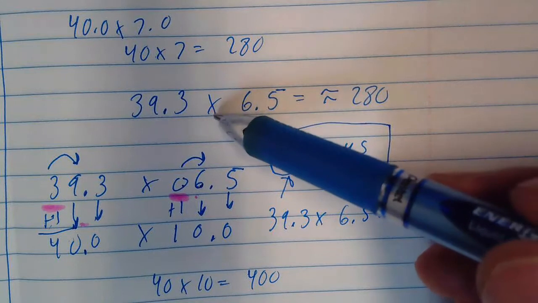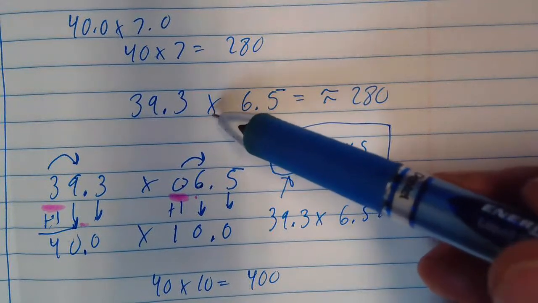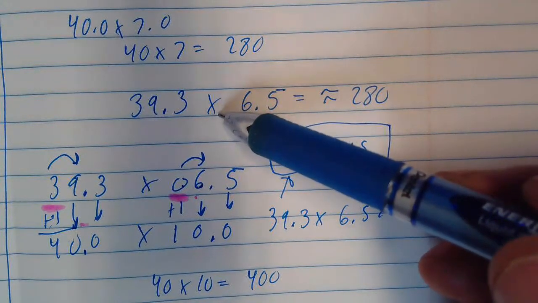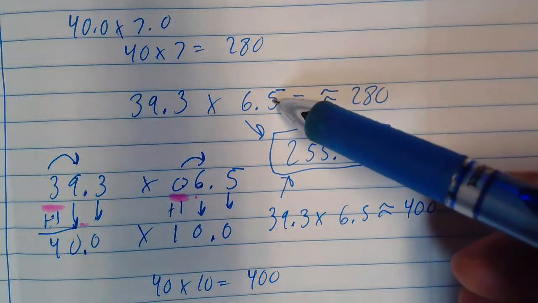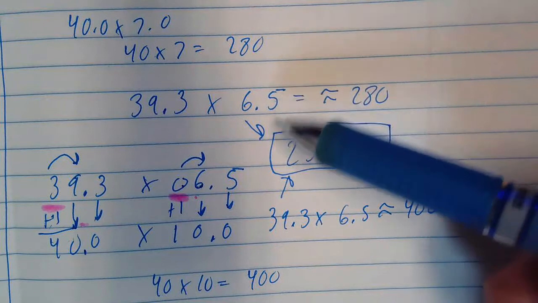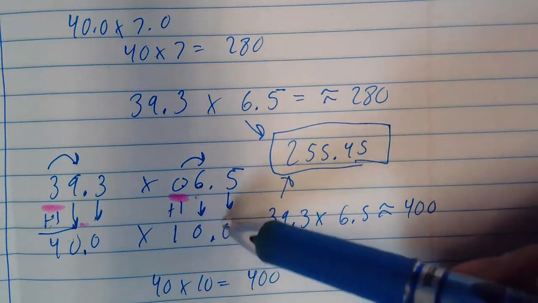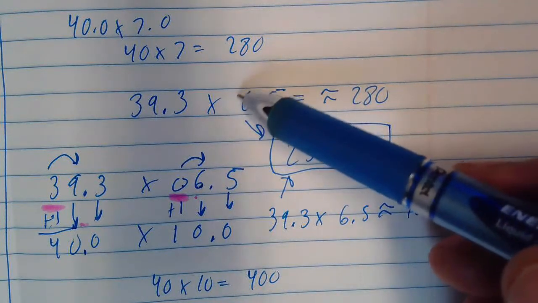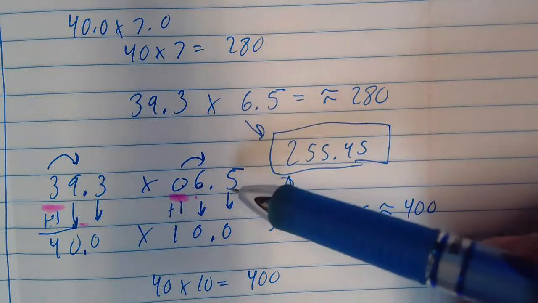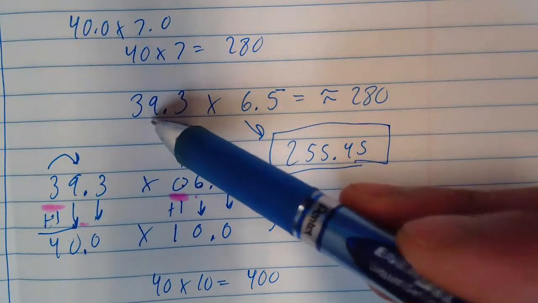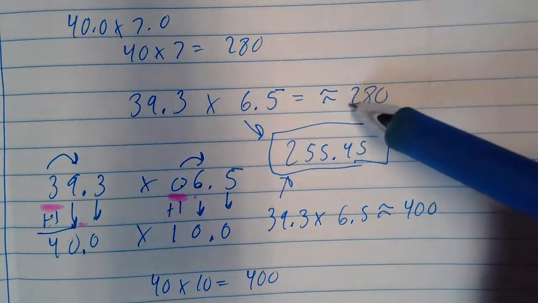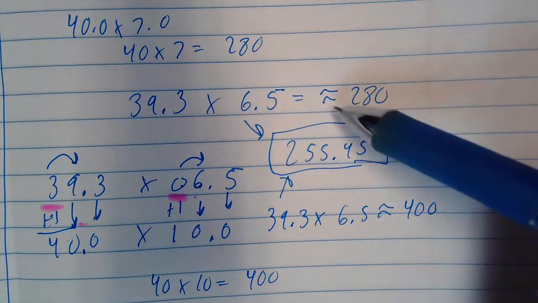When you're estimating, you want to stay as close to the original value as possible. Okay? 7 is pretty close to 6.5. No one can deny that. 10 is close, but a more precise answer, a better estimate, would be 7. Okay? 40 is pretty close to this, so it makes sense. This is a more reasonable estimate.